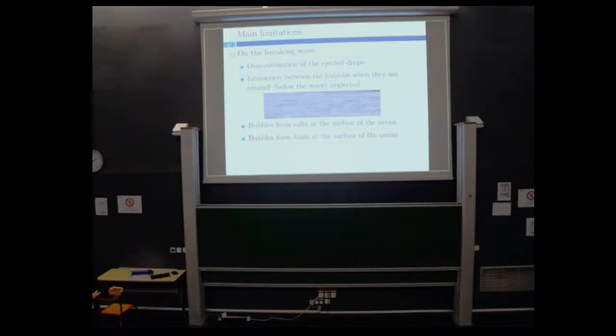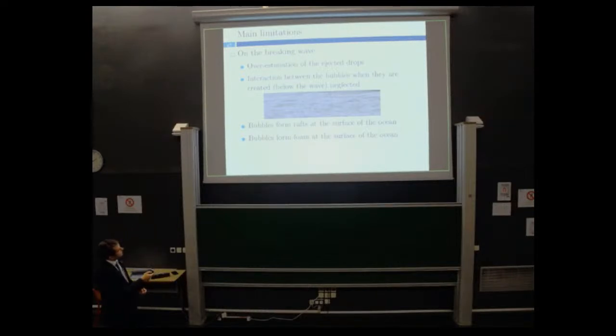So there were, of course, a few limitations for our models. Concerning the breaking wave, we've seen that there is probably an overestimation of the ejected drops. The first reason is that when you consider the bubbles below the air-ocean interface, we assume that all the bubbles will rise up and burst, producing droplets. However, those bubbles may interact with each other when they are below the water, so they can merge together, they can separate.